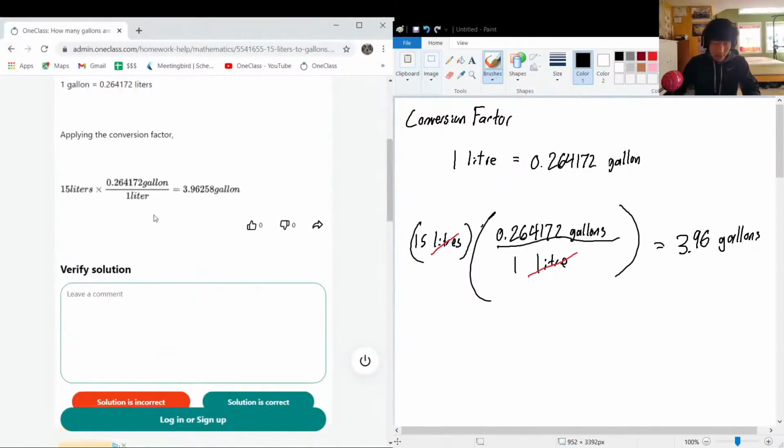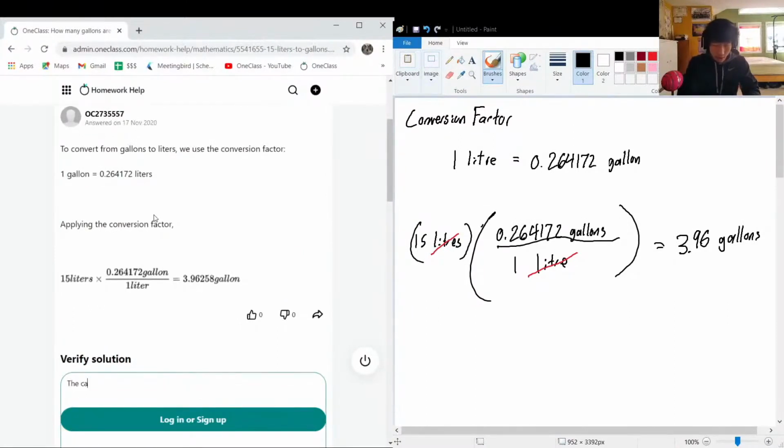So what I'll write here is: relation is correct. However, the first conversion factor given is backwards, 0.264 gallons in 1 liter, not the other way around.